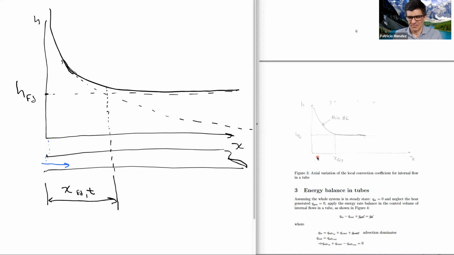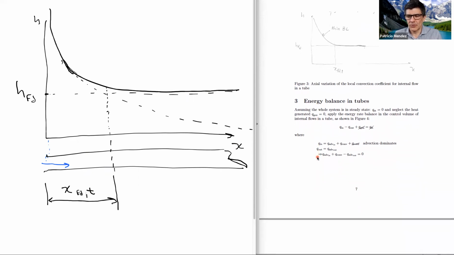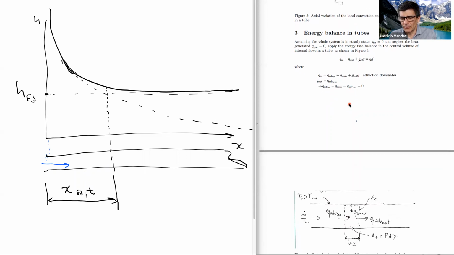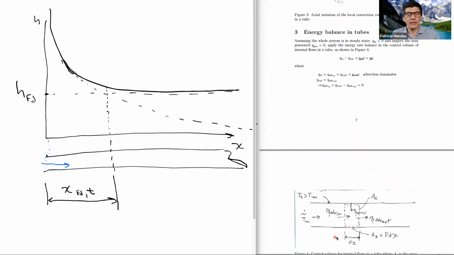So let's do this energy balance in a tube, right? And put together concepts we have seen before. So the energy balance in a tube, and we have this balance here, which we have done many times already. I'm not going to get into details, right? But we have Q in minus Q out plus Q generated, and let's forget about Q generated. Let's talk about steady state, right?